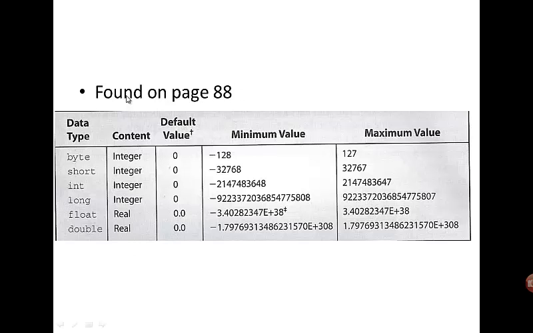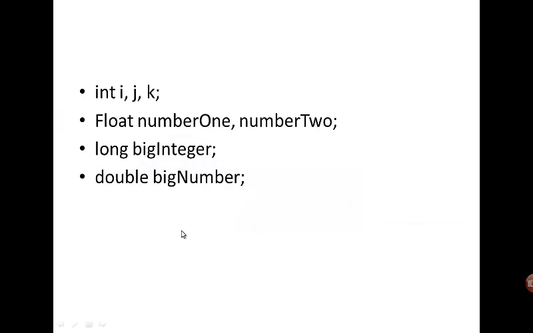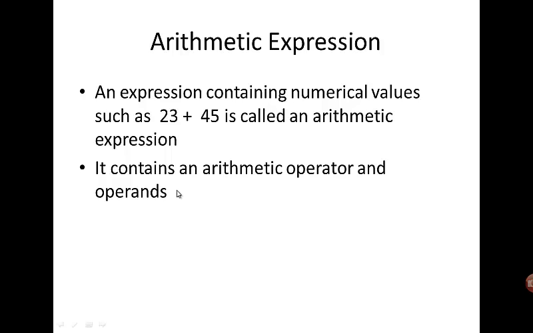This table, found on page 88, summarizes those data types we were talking about, and it shows you the minimum and maximum values that they can hold. Notice float and double are just decimal or real numbers. So here are some examples of declaring variables. These are different ways you can do it. Long, double, there, just to get familiar with it.